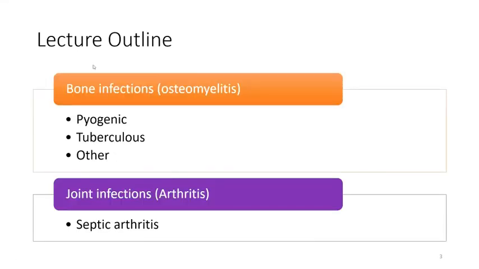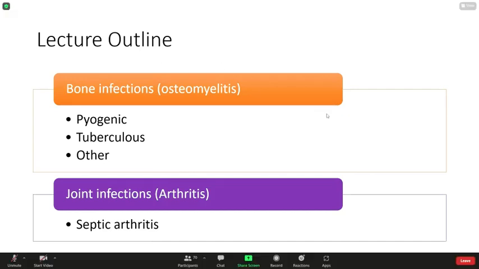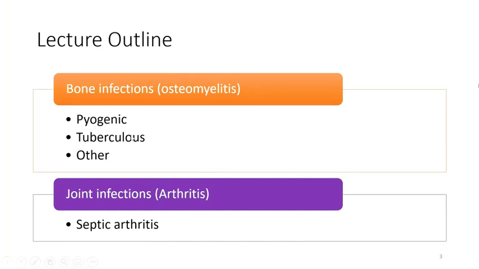So this lecture has two parts. First is on bone infection, that is called osteomyelitis. Shortly I'll be discussing that, and then I'll be doing joint infections.